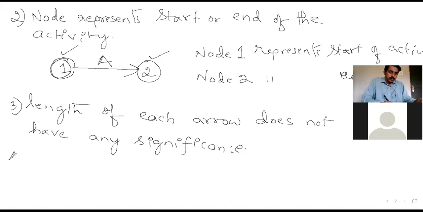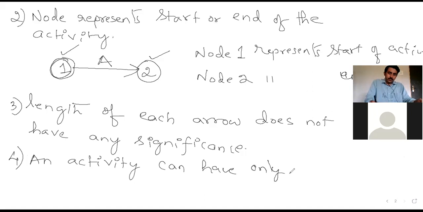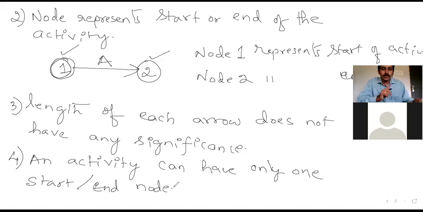Now about the fourth rule. An activity can have only one start or end node. Are you getting this? So the activity should have only one start or one ending. It cannot have more than one starting point. This is always the case for all types of problems, so you can just make note of this.